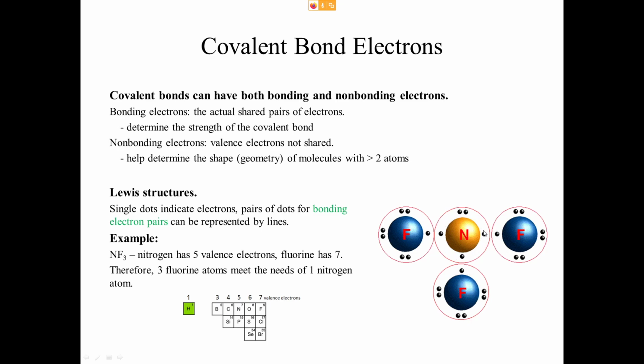It would love to get that shell to 8. And fluorine has the same problem. It has 7 valence electrons, so it'd love to get its 7 up to 8. So if one nitrogen can share some electrons with 3 separate fluorines, they will all be at 8. And we represent it this way.